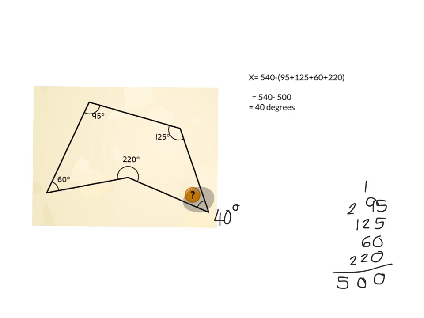So always start by looking at what shape it is, how many degrees are in that shape, and then you do it like you've normally been doing it. I hope this makes sense.